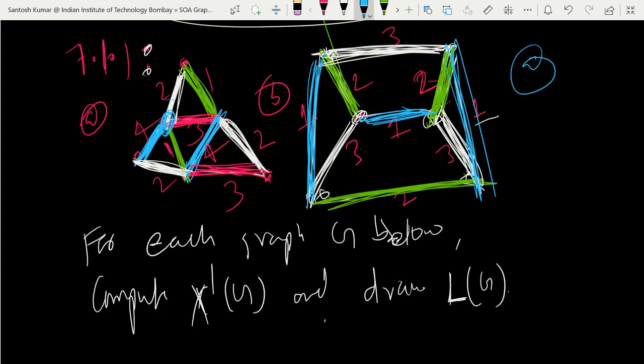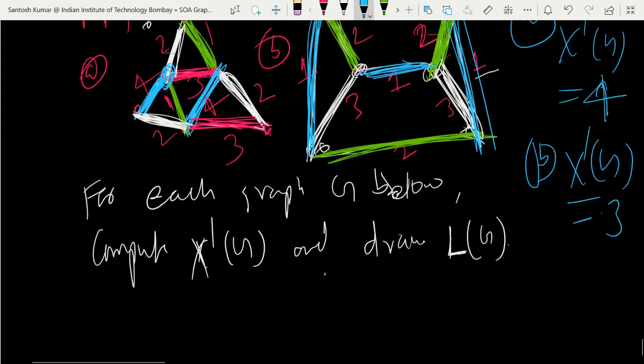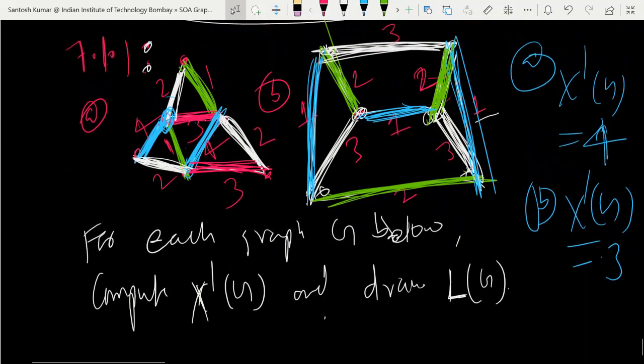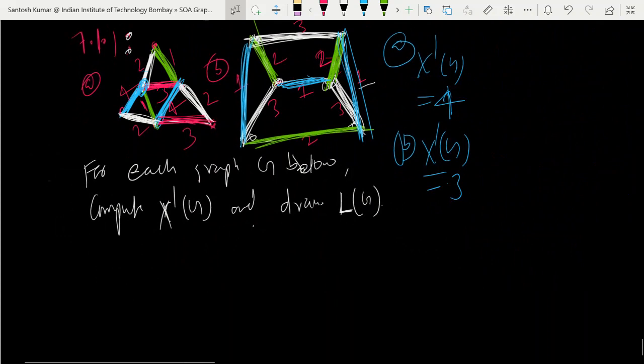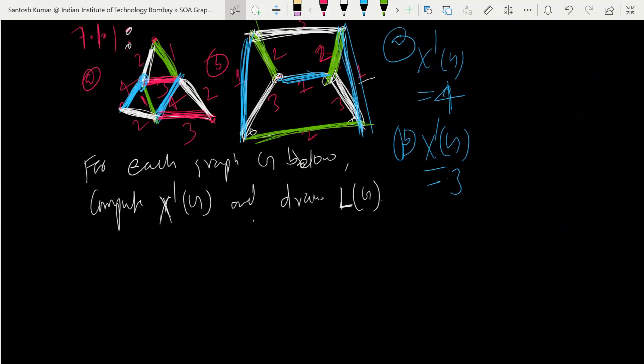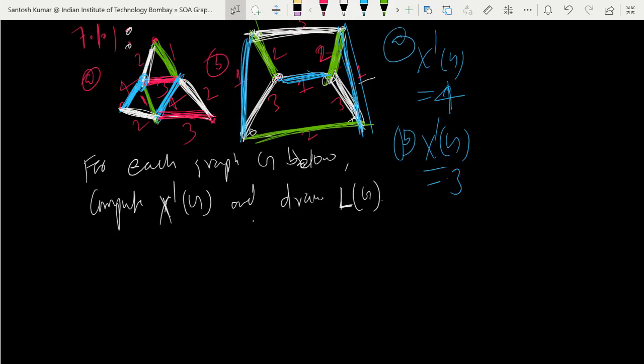So for part A, the chromatic number of G you get is 4. For part B, the chromatic number of G you get is 3. Does anyone have a doubt? Now we'll make the line graph. You are already familiar with the line graph. What do we do? Actually, I made one in the last class, if you remember. So everyone must be able to solve this because we solved this question in the last class.